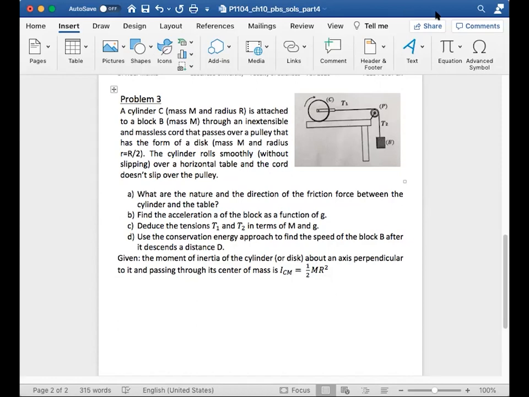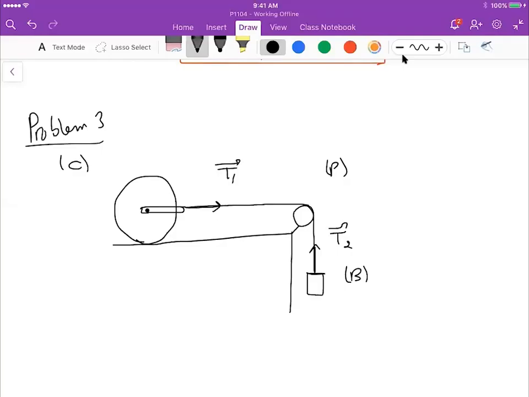And so for that reason, let's move to the whiteboard. So this is our figure. Here you have the cylinder, and here is the block, and the pulley is the bridge between the two, because the cord passes through the pulley. As long as this block is descending, the cylinder will move on the table with a rolling motion, rolling without slipping. Now let's start with the questions.